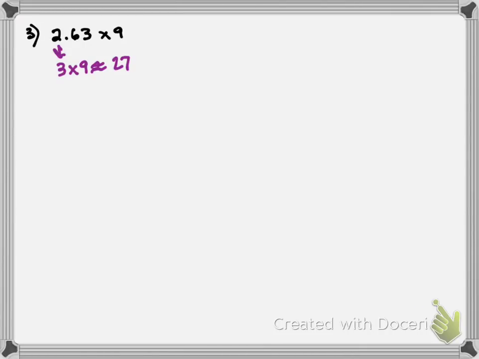So let's do 263 times 9. And let's see, we get 27. We get 54 and 2 is 56. We get 18 and 5 is 23. All right, now we got to go back to the original problem and count how many digits came after decimal points in the original numbers, and I see 2 digits, and that's it. So my answer should have 2 digits after the decimal point.